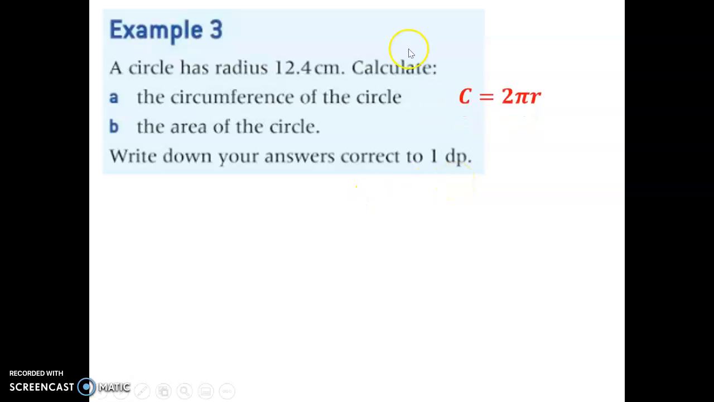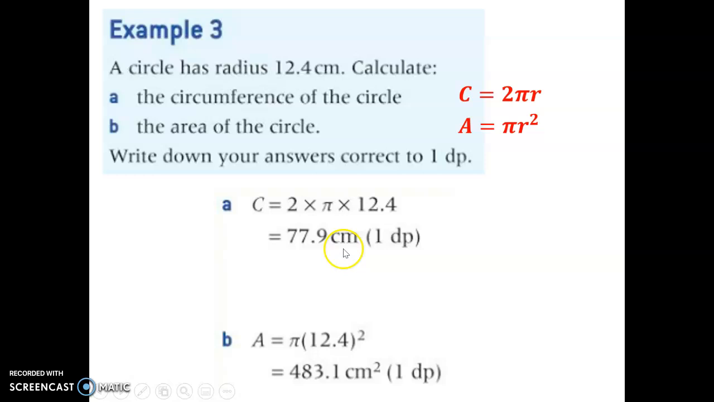And just a reminder, the circumference of a circle is found using this formula, and the area of a circle is found using this formula. R represents the radius, which we're given here. Okay, check your work here. Here's our circumference, rounded to 1 decimal place. Here's our area, rounded to 1 decimal place as well.